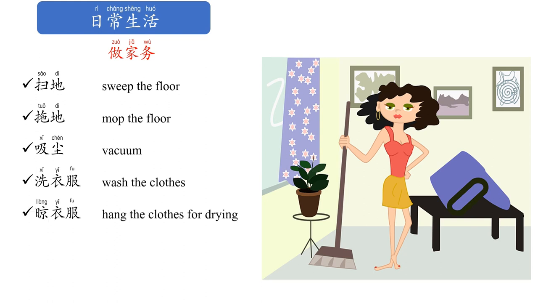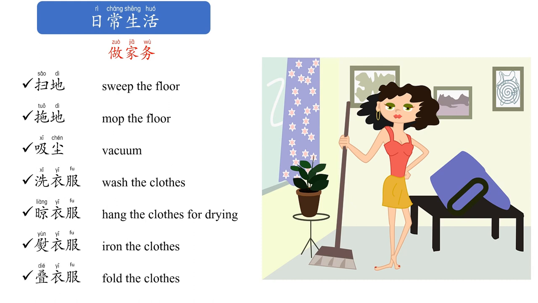And after you finish washing your clothes, 晾衣服, hang the clothes for drying. Next one, 熨衣服, iron the clothes. And next one, 叠衣服, fold the clothes.